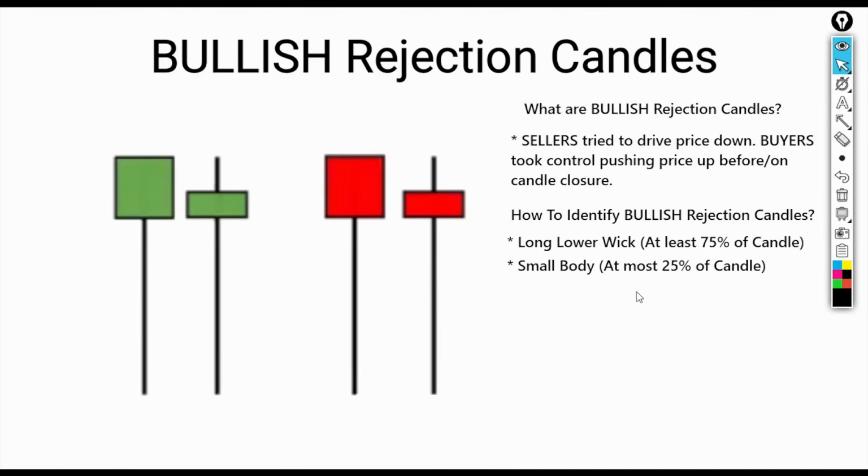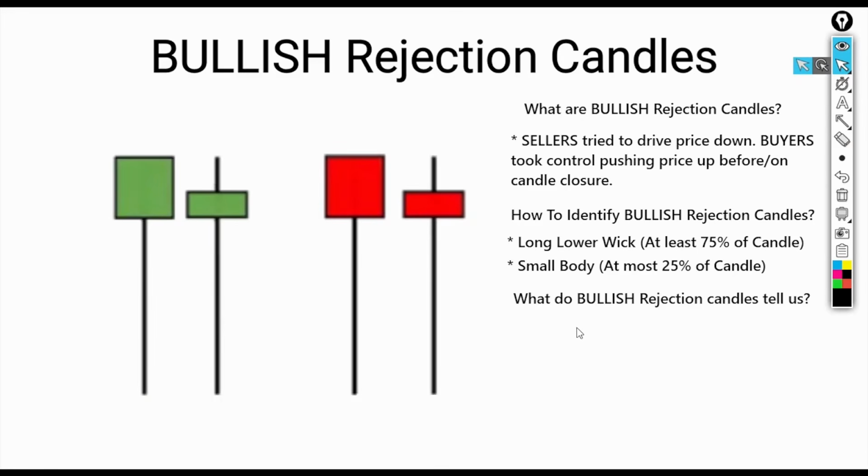So let's recap on that real quick. A bullish rejection candle has a long lower wick, making up for at least 75% of the candle, with a small body consisting of at most 25% of the candle. And that's pretty much how you identify a bullish rejection candle in a nutshell.